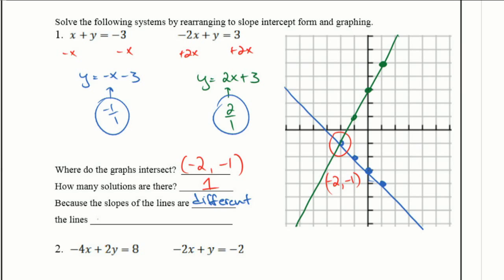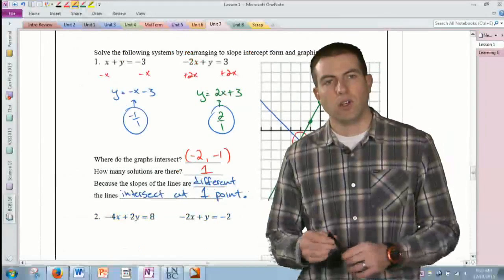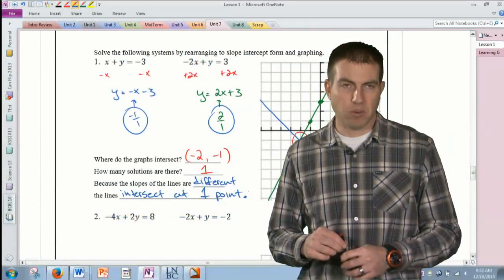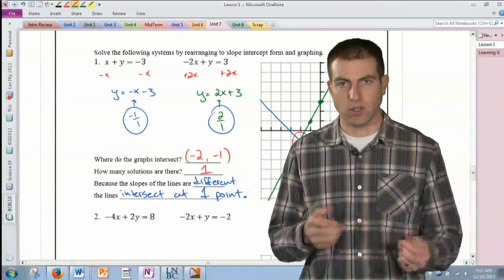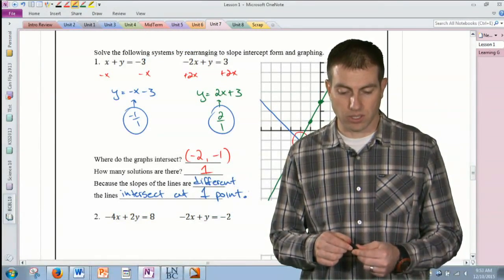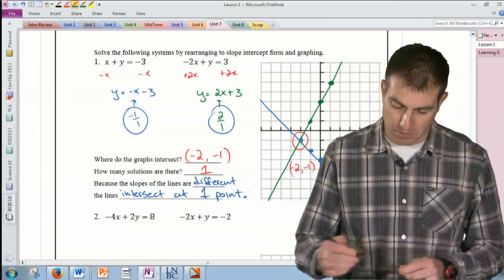The lines intersect at 1 point. So that might have answered your question, Ava. We're going to get into 2 additional scenarios here where that doesn't happen. So there's only sort of 2 additional things that can happen.